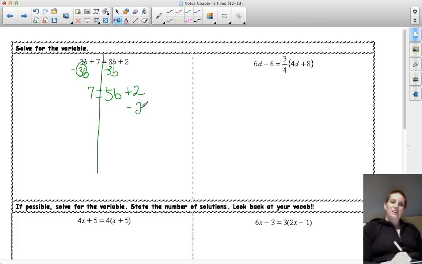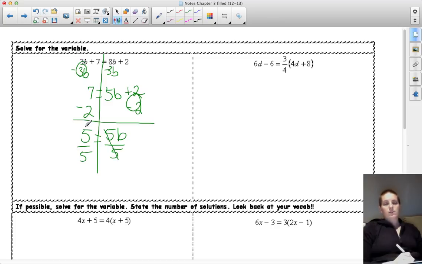We undo that addition with subtract 2 from both sides. Subtract 2. So we end up with 7 minus 2 gives me 5. 5B is equal to 5. We divide both sides by 5. And 5 over 5 gives me 1. 5 over 5 gives me 1 again.